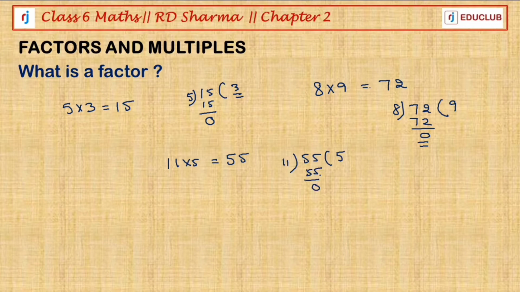So we multiply two or more numbers to get a number, and that number is exactly divisible by one of those numbers we are multiplying. So we can say 5 and 3 are factors of 15, 8 and 9 are factors of 72, and 11 and 5 are factors of 55.